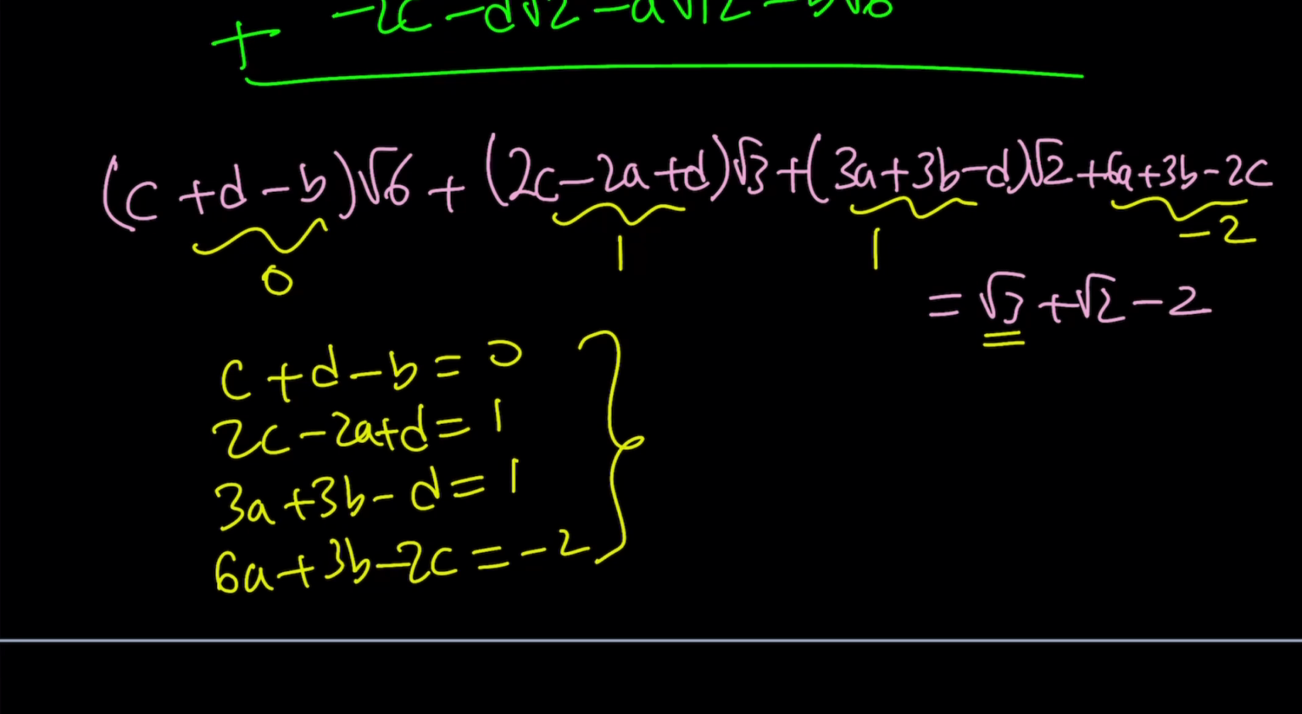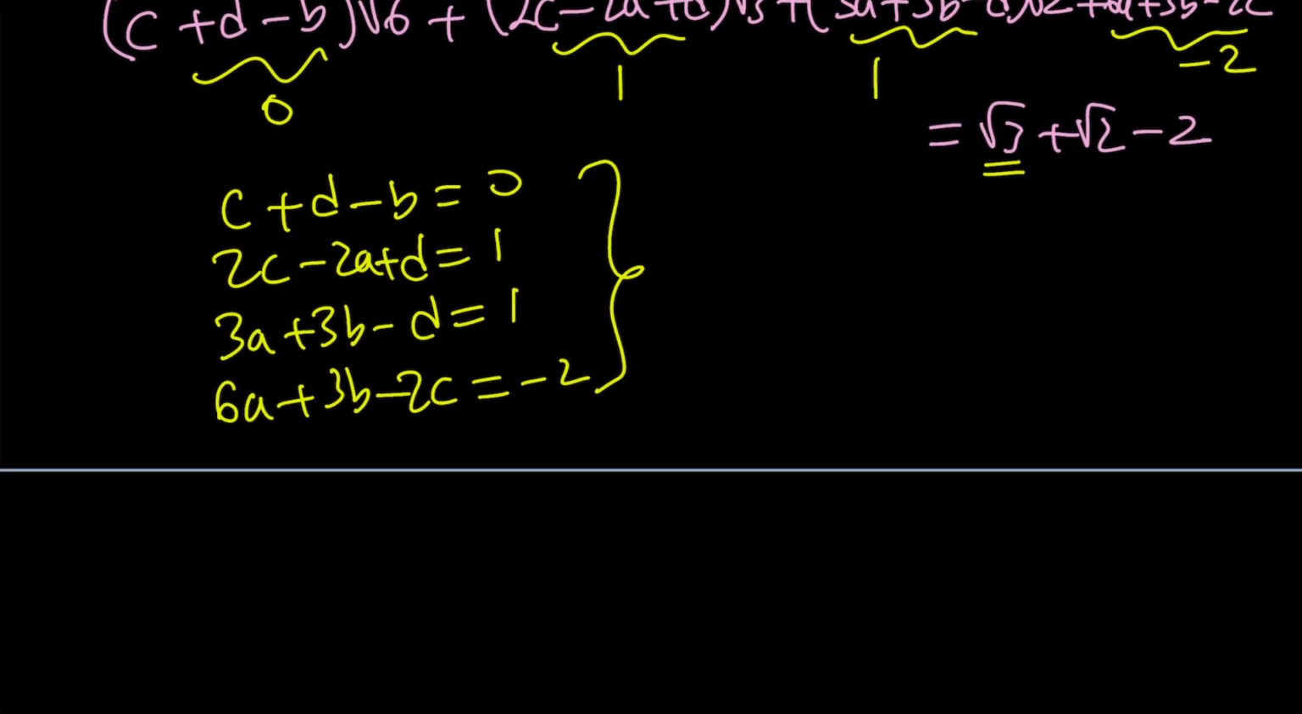We can solve this system, but let me just tell you, Wolfram Alpha can do it, or you can do it on your own for fun. And here's what you get from here: a equals 0, b equals 0, c equals 1, and d equals negative 1. Obviously, you can plug these in and check my work. Let me know if I made any mistakes.